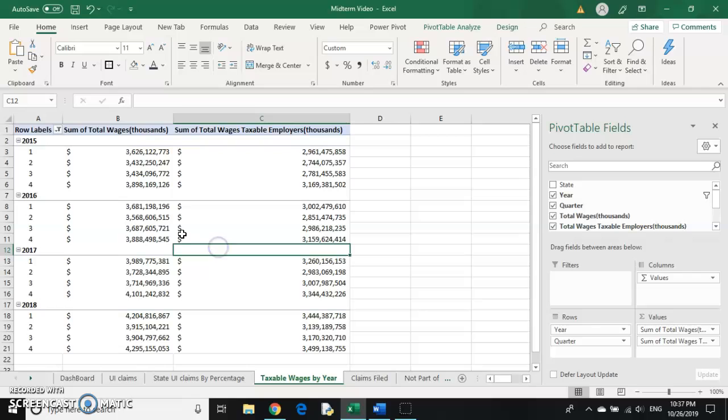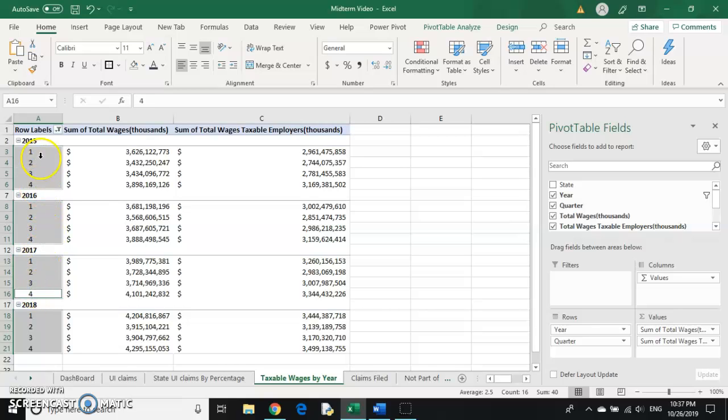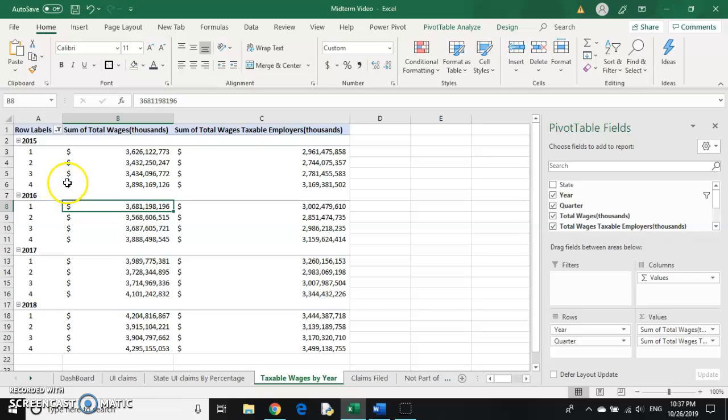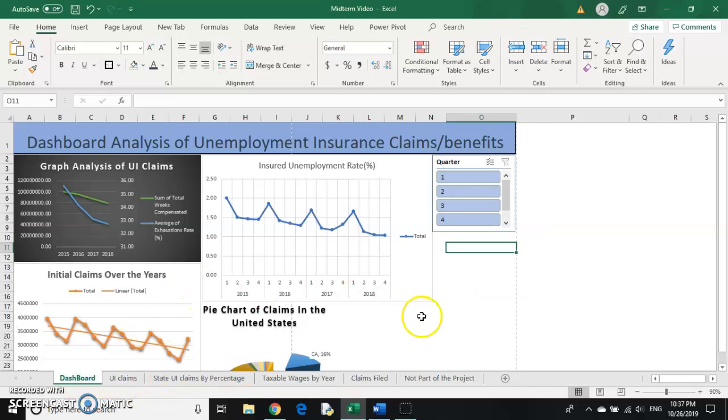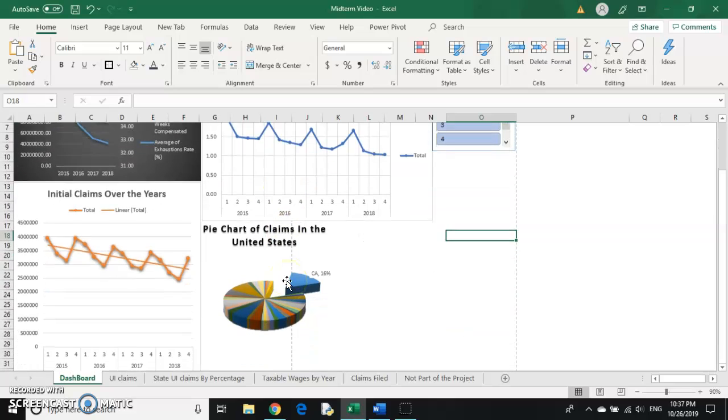This is the last pivot table I created. This also goes by year and quarter, because I think later on when I'm going to create relations, it will make everything much easier. So this one is the sum of total wages, and this is the total wages of taxable employees. So, going back to my dashboard here.